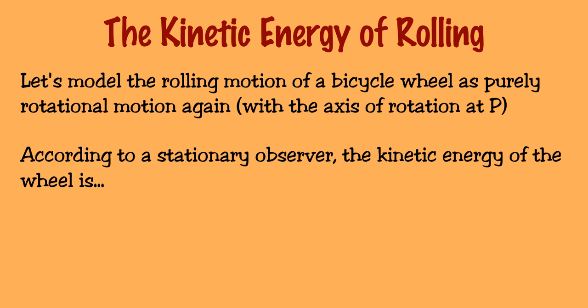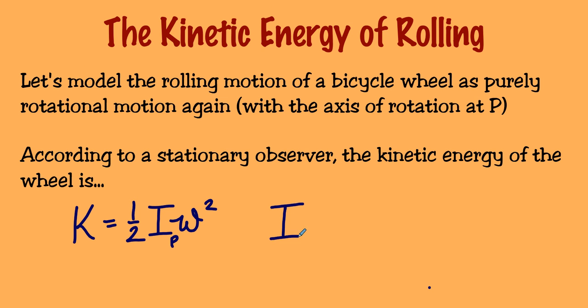object. So according to a stationary observer, someone who's off to the side, the kinetic energy of this wheel, of this rolling object, would be equal to 1/2 I omega squared. Because again, we're modeling it as just rotation, so we'd only have rotational kinetic energy. This would be the moment of inertia about our axis of rotation, which is located at point P. This axis of rotation does not pass through the center of mass.